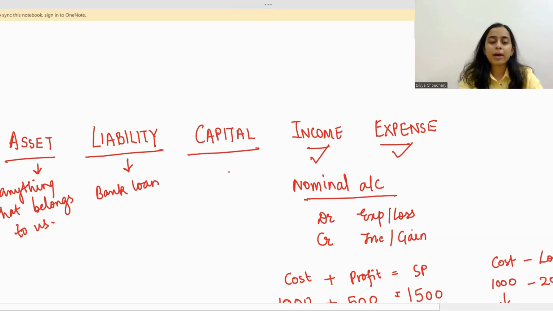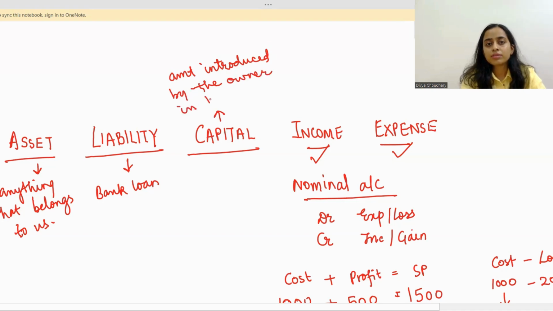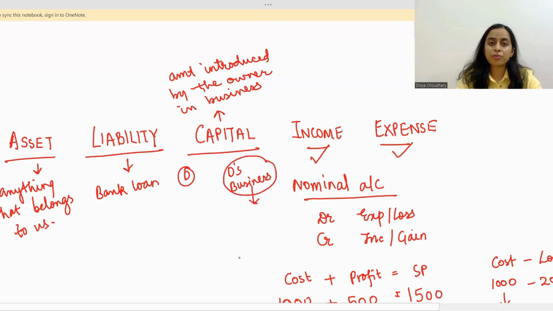And lastly, capital. Capital is amount introduced by the owner in business. We have to understand one thing, that as soon as we start a business, we and our business are two different entities. So if I start my business, me and my business are two different entities. We're recording transactions from the business point of view.